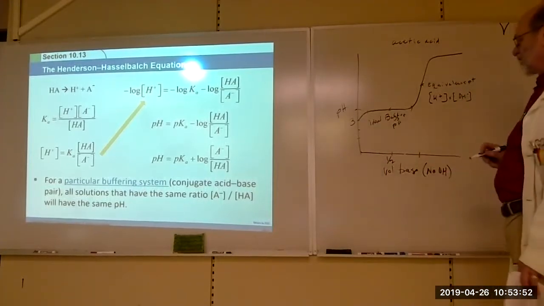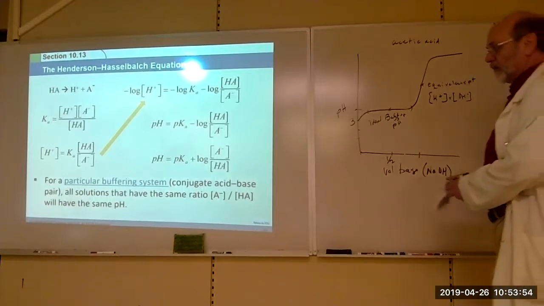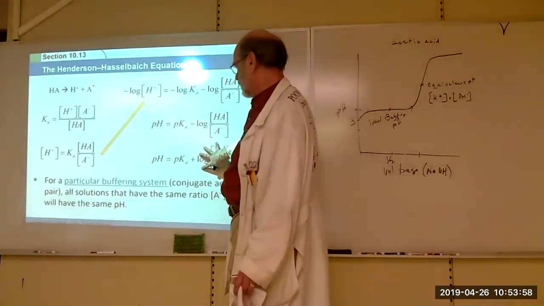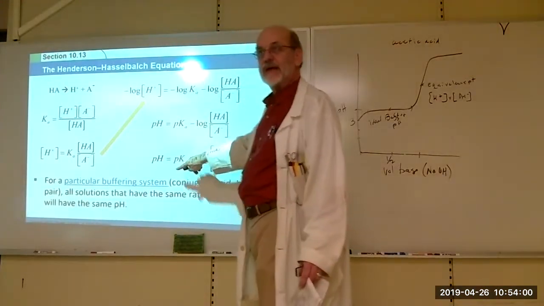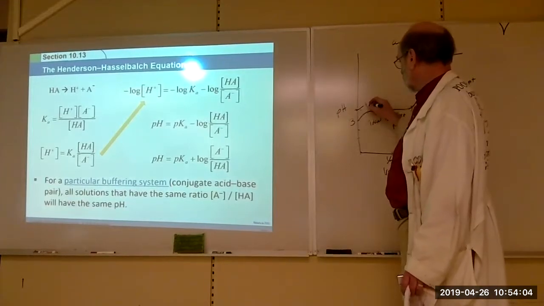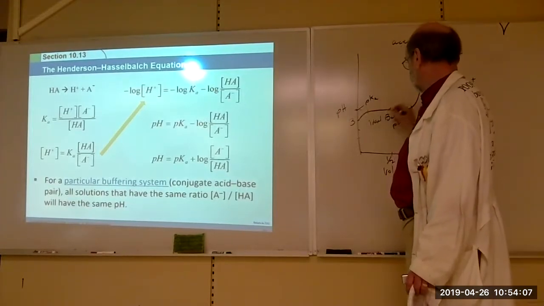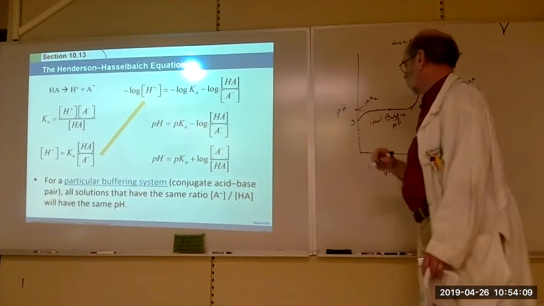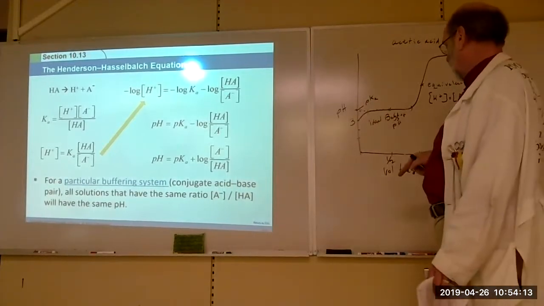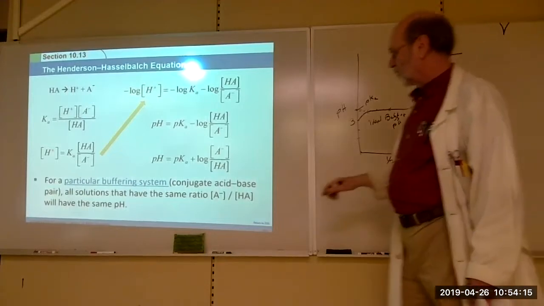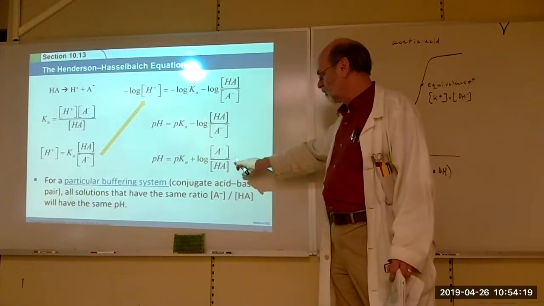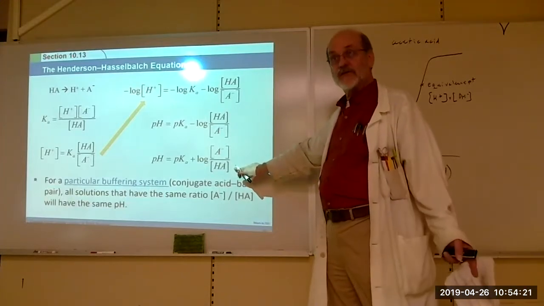Okay? Now, notice something else. If this term is 0, what is the pH equal to? pKa. So if we know the pH here, this is the pKa. Okay. That's the buffer zone right there. And that's where the conjugate base is equal to what's left over of the weak acid.